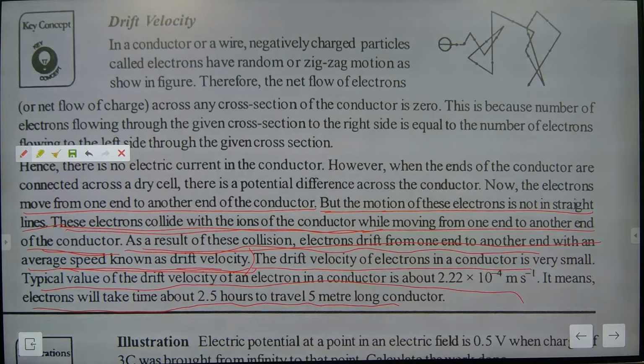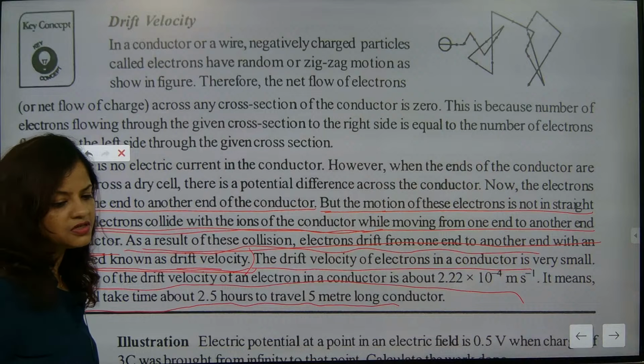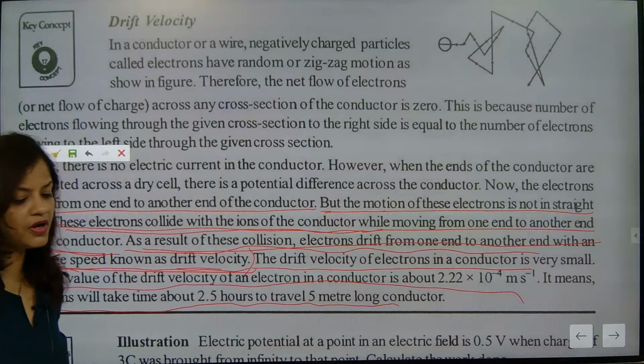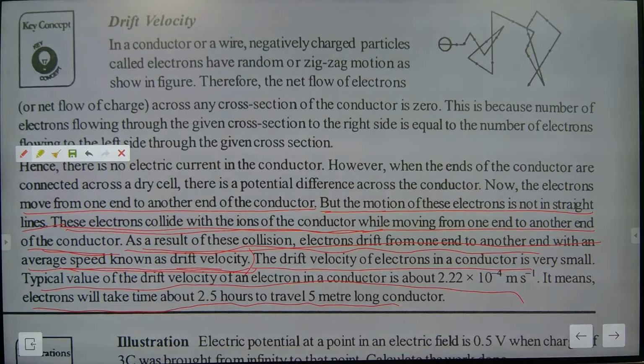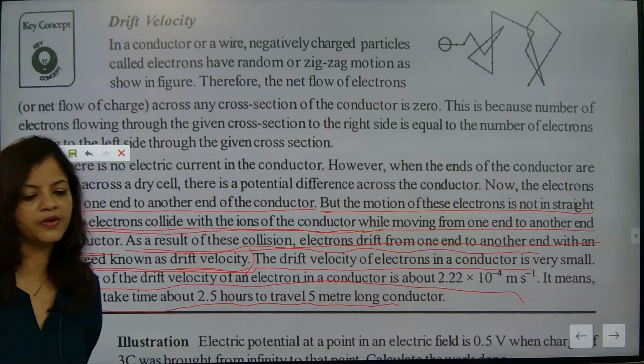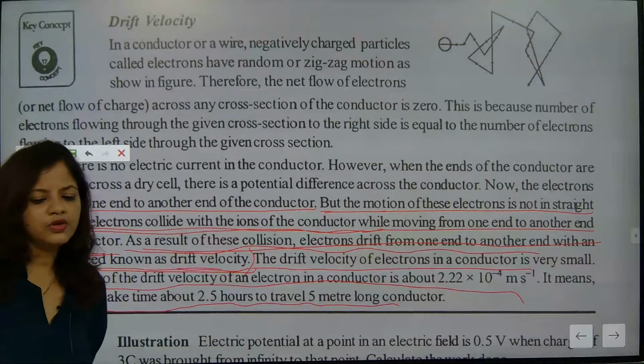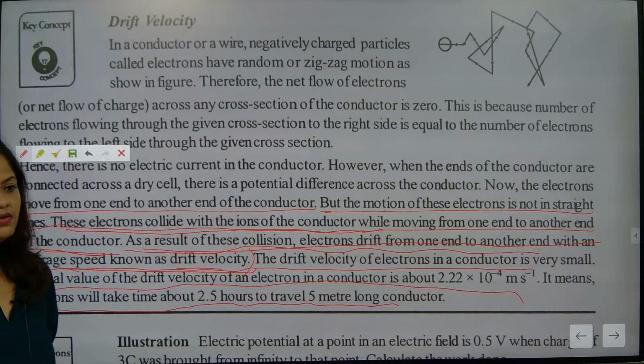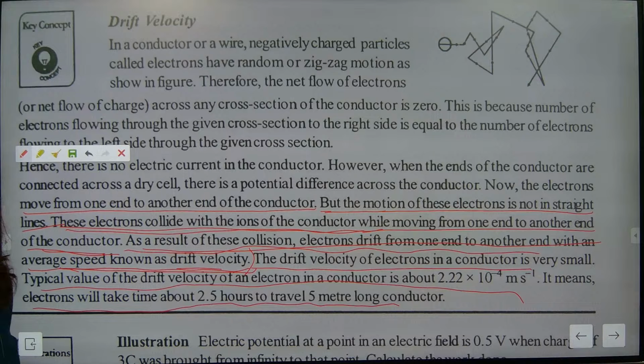How much time will it take? 2.5 hours to travel a 5-meter long conductor. Those who are late, you people must join. These are very, very important things I am teaching, so please kindly note this down. The drifting part is the most important thing. I am going to draw and explain so that you get a picture and clarity. So first, everyone note down this one.